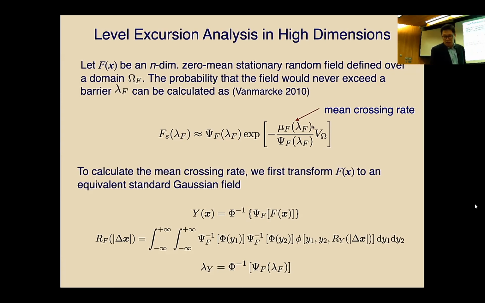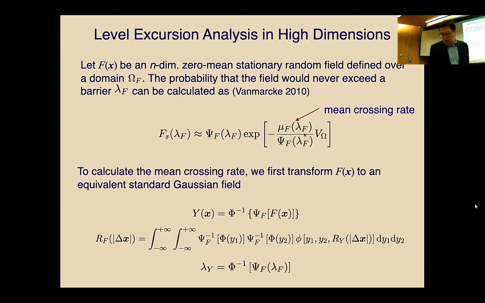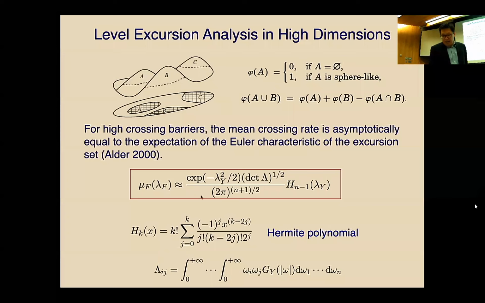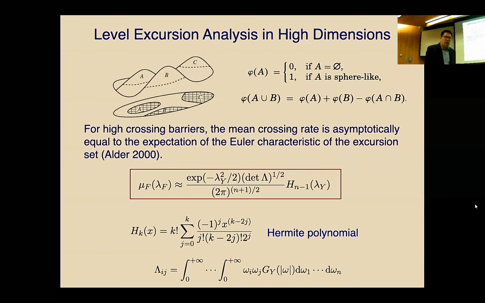equations. The key thing is to determine the mean crossing rate. In high dimension, mean crossing rate means the average number of protruding parts per unit volume or per unit area. So again, to do this, we have to transform everything to a Gaussian field first. Then, the key point here is that the mean crossing rate asymptotically approaches the expectation of the Euler characteristic.